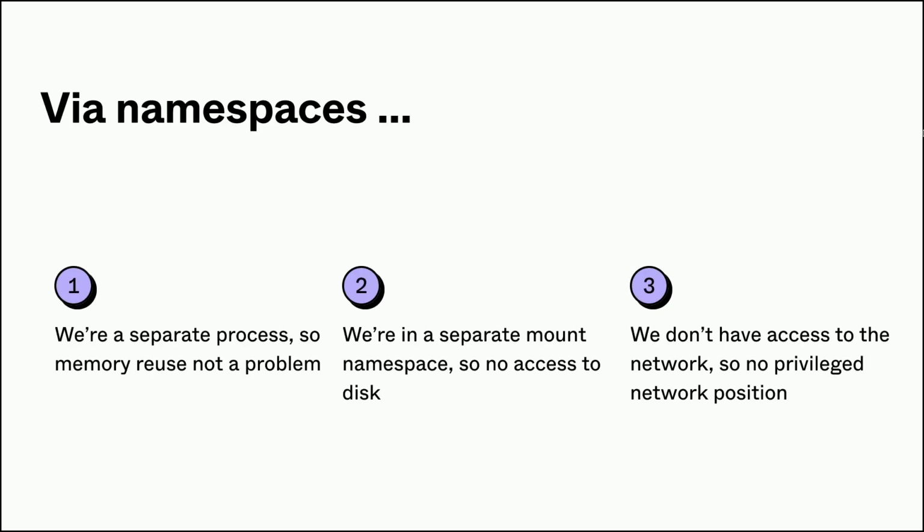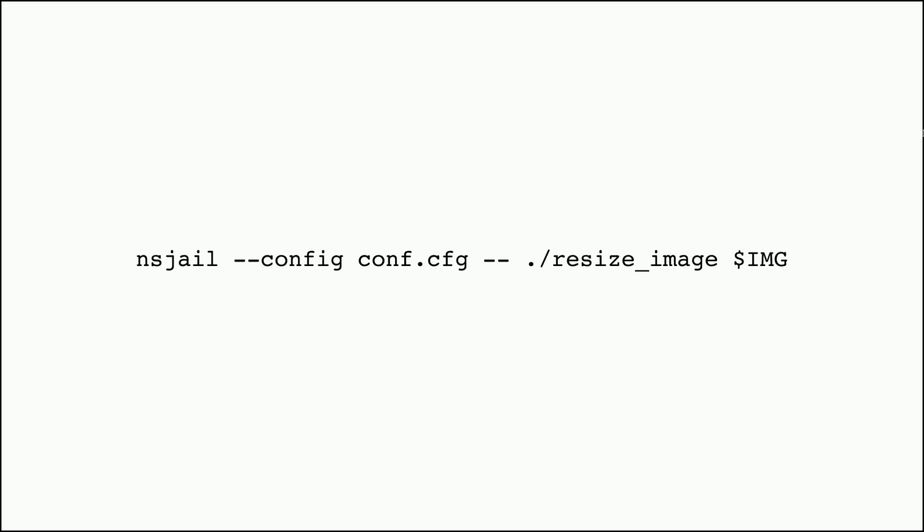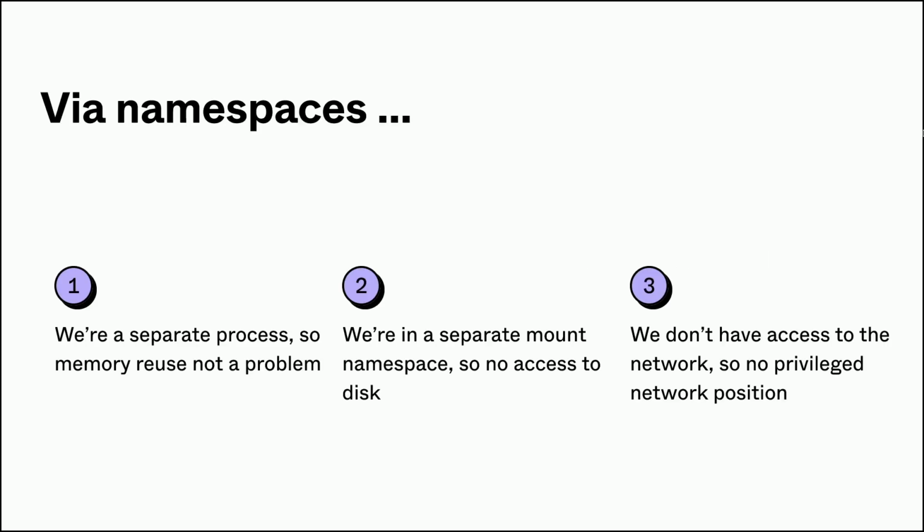With namespaces, we get a lot of the isolation primitives that we wanted to get. We're a separate process, because we have run nsjail with /resize image. So we've done a fork and we've done an exec. So memory reuse here is not a problem. We're in a separate mount namespace, which means we get a different subset of the file system. So we don't have access to the whole underlying disk. And we don't have access to the network, because we can restrict which parts of the network you have access to in your network namespace, and which network devices you have access to via your device namespace.